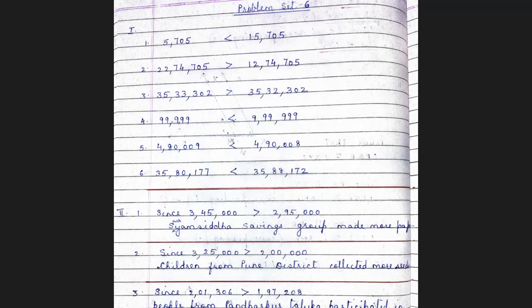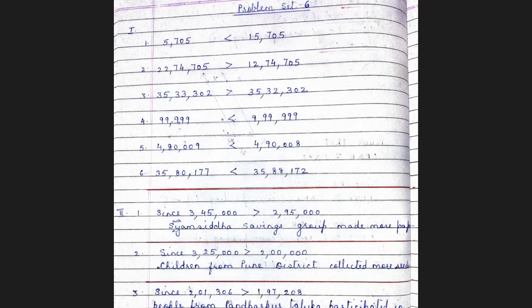Go to question number 3. Again both the numbers have 7 digits. So start from the left hand side, 3 on the left hand side, 3 on the right hand side, 5 on the left hand side, 5 on the right hand side. Next digit is 3 on the left hand side, 3 again on the right hand side. The fourth digit is 3 on the left hand side and 2 on the right hand side. And therefore, the number on the left hand side is greater than the number on the right hand side. 35,33,302 is greater than 35,32,302.